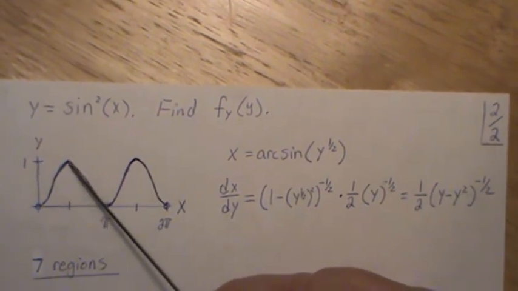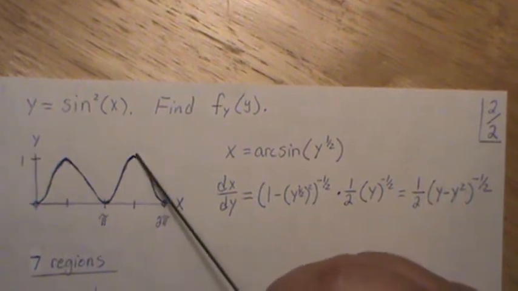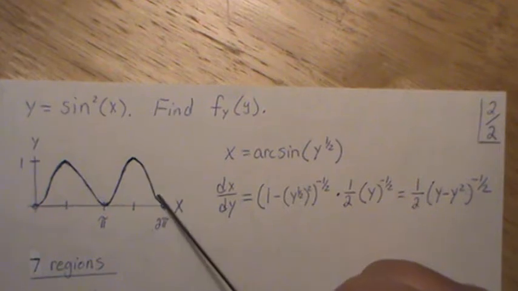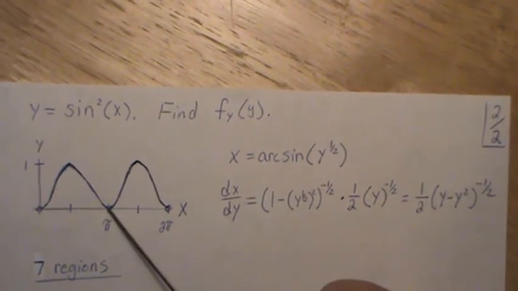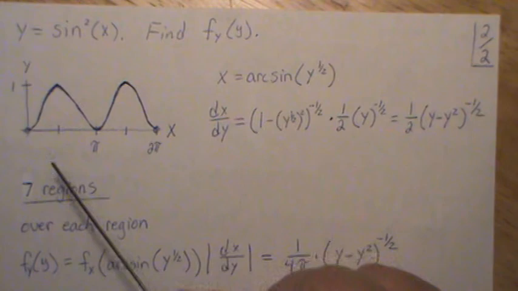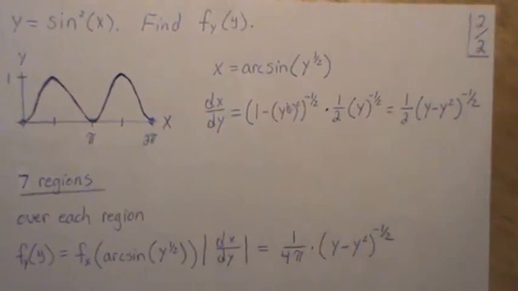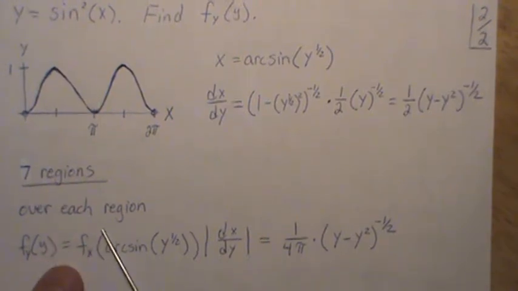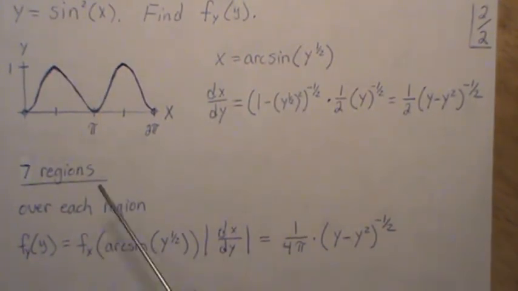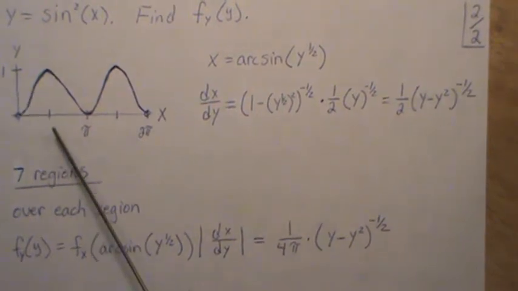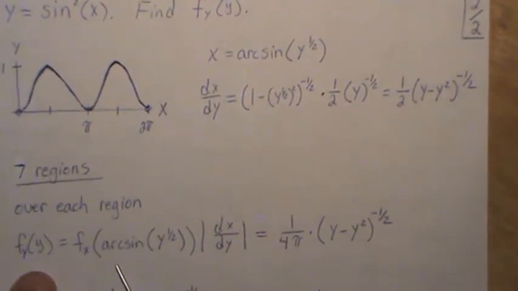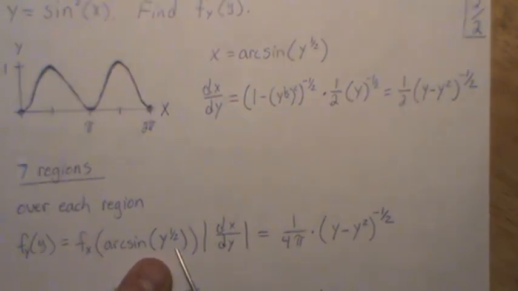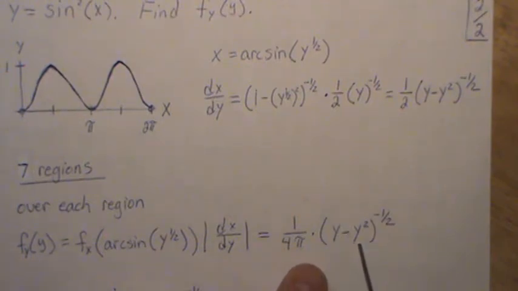So when y is 1, so x is this, y is 1, and x is this. So there's 2, 3, 4, 5, 6, and then when y is 0, it touches it here, which is 7. But since it's the same function, we're going to do the same trick, or not trick, but derivation over each. And then we'll add them together depending upon what region we're in. So f of y is equal to f of x, but plug in the arcsine of y to the 1/2 times the Jacobian. And so we get this.